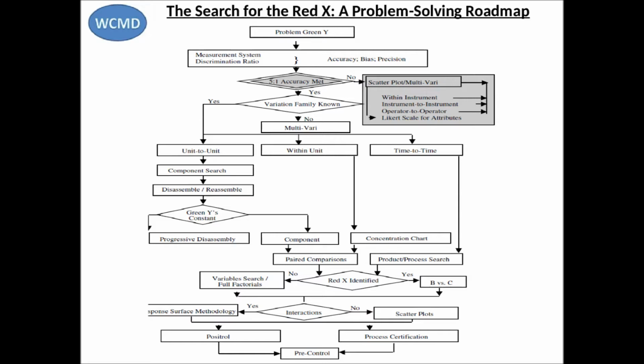To solve problems systematically, however, a more detailed roadmap is needed to guide teams in the search for the red X. In this slide, the block diagram is such a roadmap, with a starting point at the green Y and proceeding with the progressive use of each tool in solution tree fashion to distill the red X. It then monitors and controls it with pre-controls. As we proceed along the road to the red X, each step will be highlighted in this block diagram.